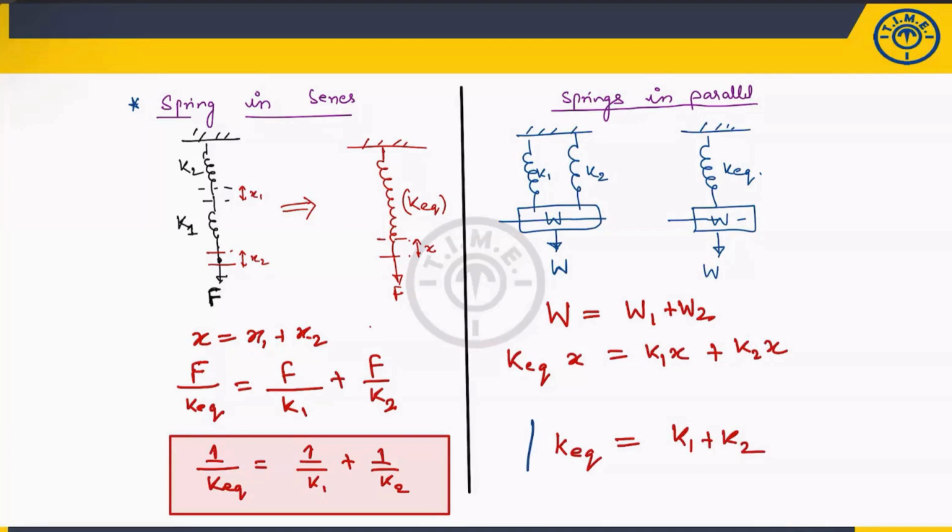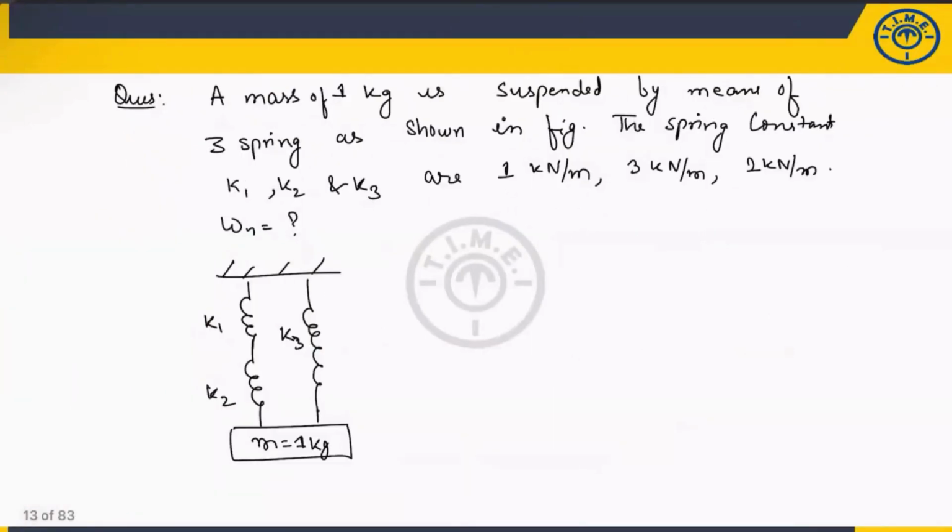That means we got two more important formulas. When the springs are connected in series, you have to use 1 by K1 plus 1 by K2. When the springs are connected in parallel, this is the spring stiffness. Okay, so based on that, I have framed one question. Can you please solve? A mass of 1 kg is suspended by means of 3 springs, K1, K2 and K3 are 1 kilonewton, 3 kilonewton per meter and 2 kilonewton per meter. You have to calculate the natural frequency. One extra term I have added.